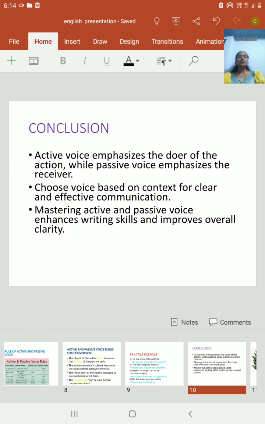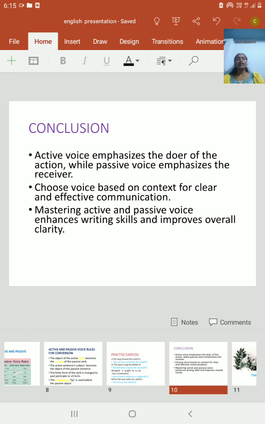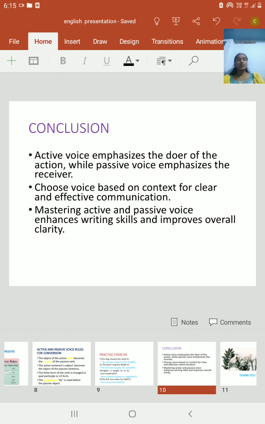Conclusion. Active voice emphasizes the doer of the action while passive voice emphasizes the receiver. Choose voice based on context for clear and effective communication. Mastering active and passive voice enhances writing skills and improves our overall clarity. Here, active voice and passive voice are useful to us for speaking English fluently, and they are most useful in our future also.